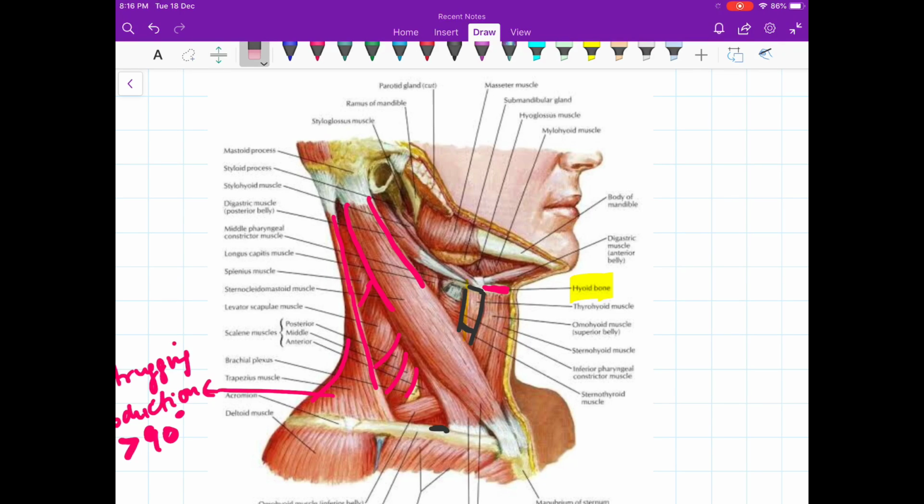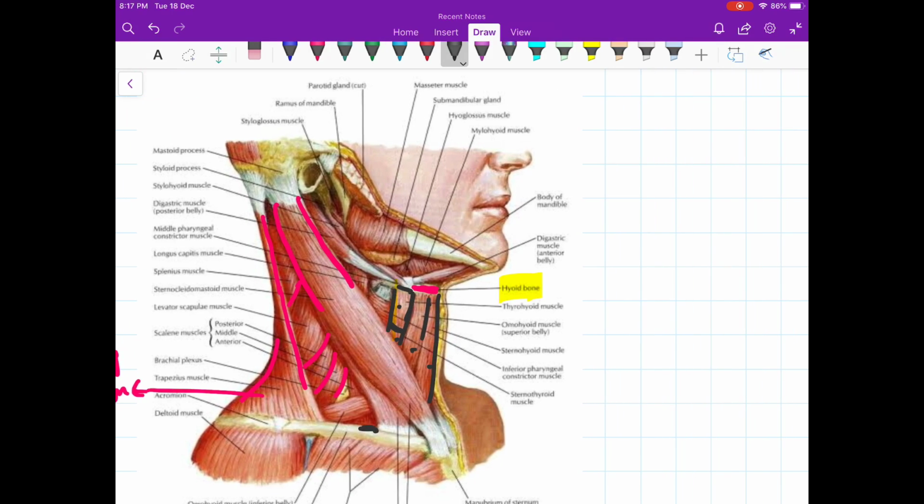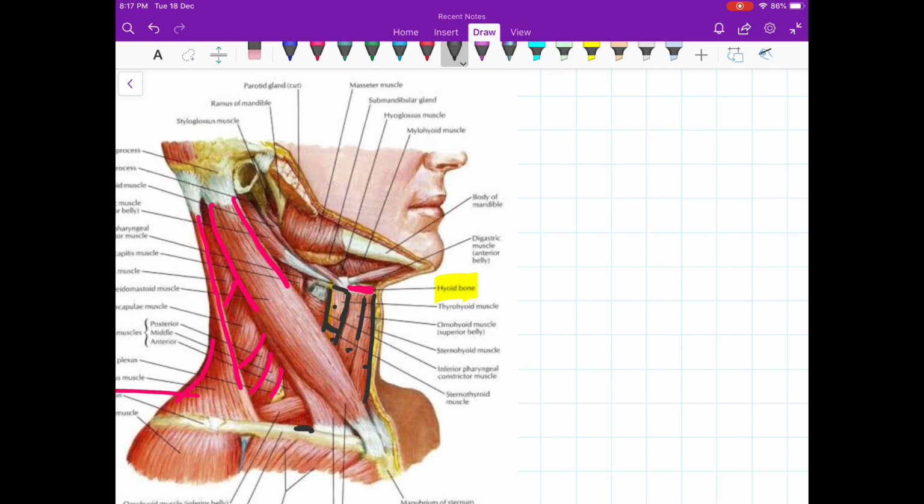Then we see the omohyoid muscle, and most medially we see the sternohyoid muscle. So basically there are four muscles: sternohyoid, superior belly of omohyoid, thyrohyoid, and sternothyroid.